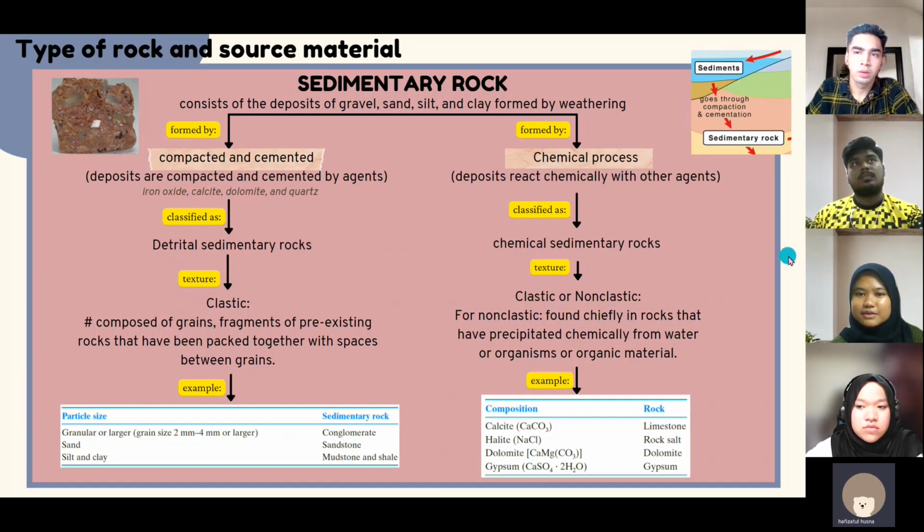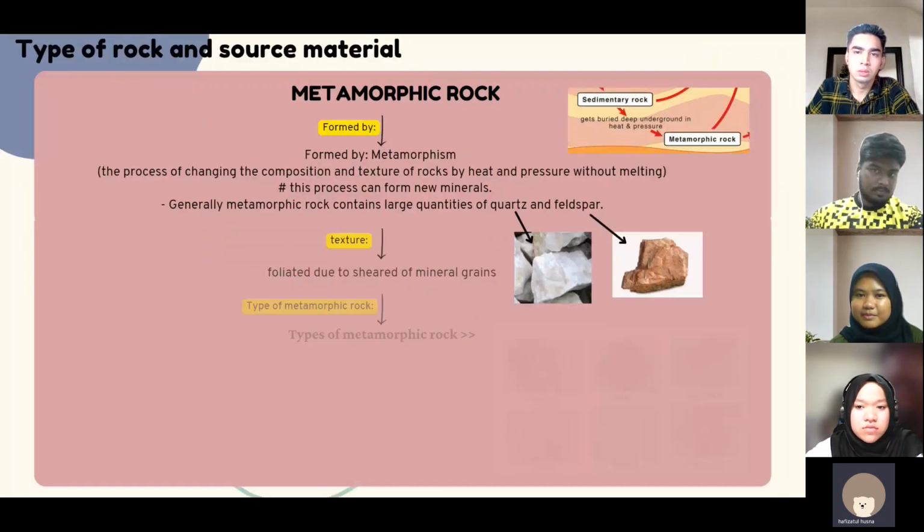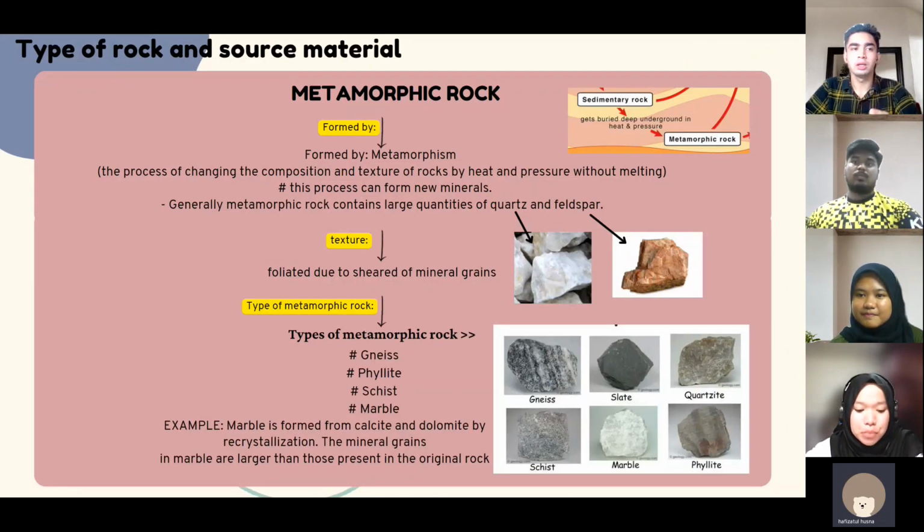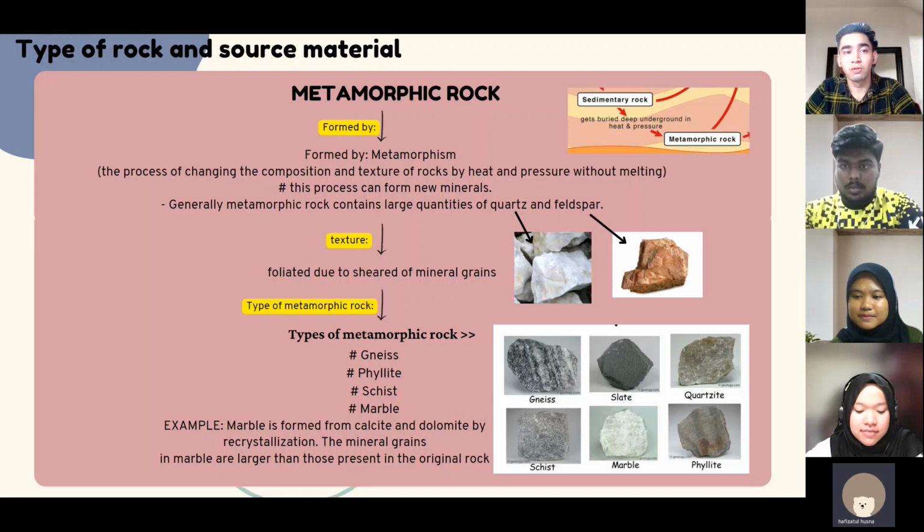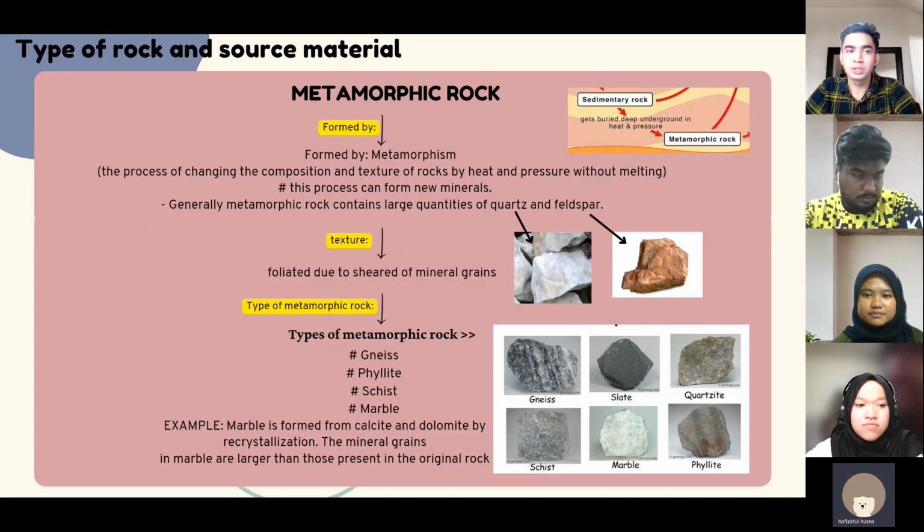Next, Aiman, can you explain about metamorphic rock? Sure, Ken. According to the Geological Society of Glasgow, metamorphic rocks are formed through the transformation of pre-existing rocks in a process known as metamorphism. Metamorphism refers to the change in form. Metamorphic rocks were once igneous or sedimentary rocks but have been changed as a result of intense heat and pressure within the earth crust. Generally, metamorphic rock contains large quantities of quartz and feldspar. As shown in the slide, these are the pictures of the quartz and feldspar.